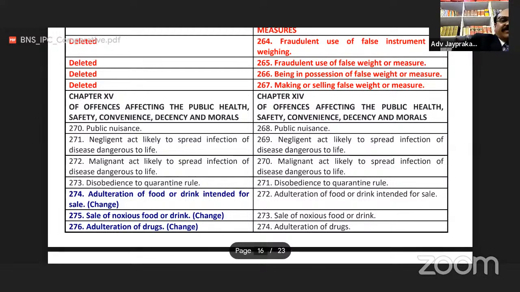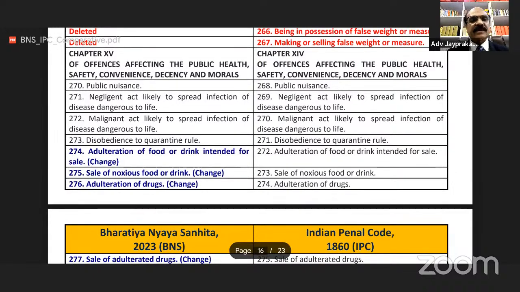See, chapter 15 of BNS, of offences affecting the public health, safety, convenience, decency and morals. Earlier the chapter was 14 in IPC. So there is not much difference in sections of BNS versus IPC in this. A little bit, 1 or 2 sections difference is there. Section 270 of BNS, public nuisance. Its corresponding section was in IPC 268.